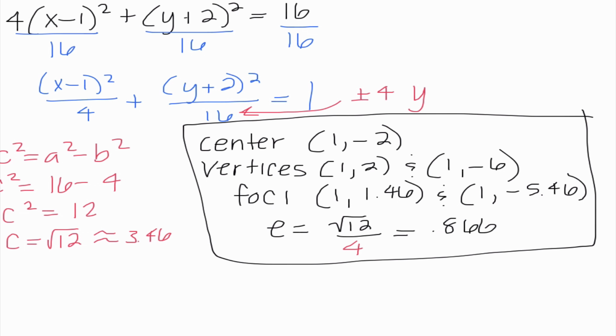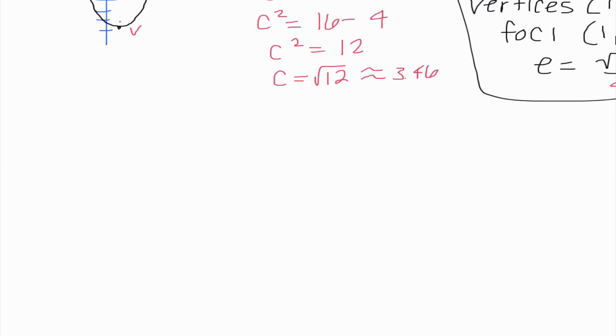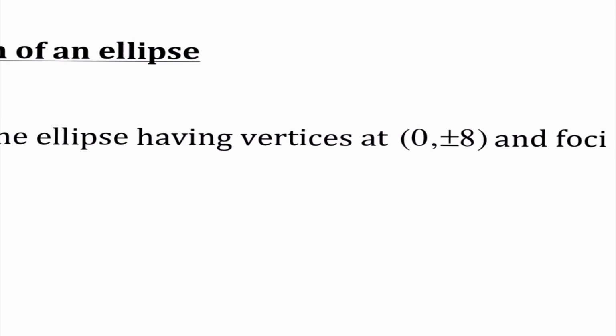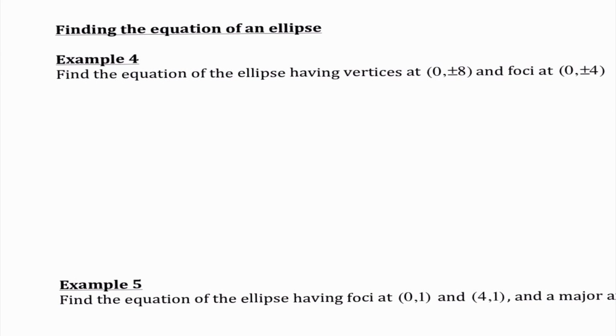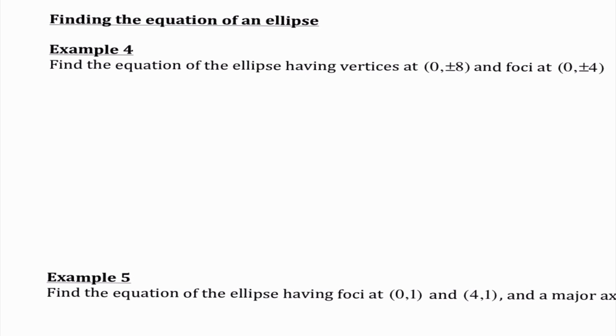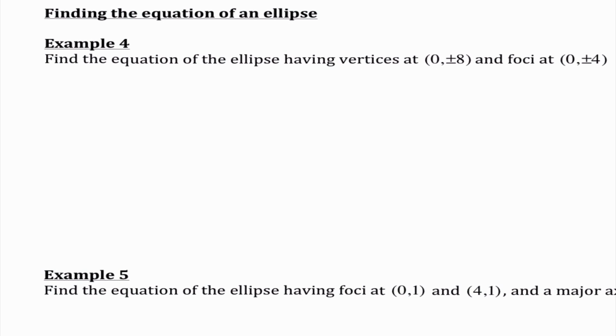So about half of your homework is going to be like that. The second half is going to be finding the equation of the ellipse. So now they're giving us info and we have to write the equation. So we're going to do 2 examples of this.